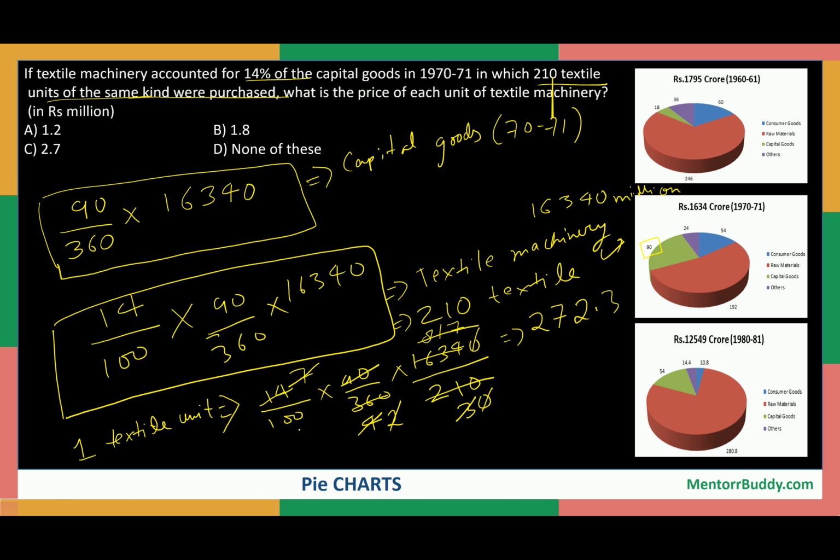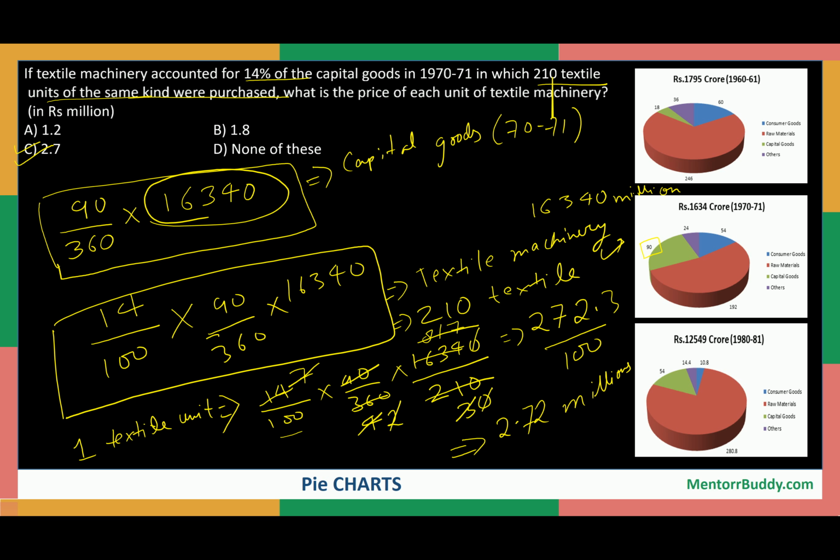And 100 is left here, so we can divide it by 100, right? So finally, we need to place a decimal point before 2 places, so it will become 2.72. Since we have already converted this value into crores, from crores to millions, this answer will be in millions, 2.72 million. So this is the value coming for one textile unit, so our answer will be option C, that is 2.7 million, right?